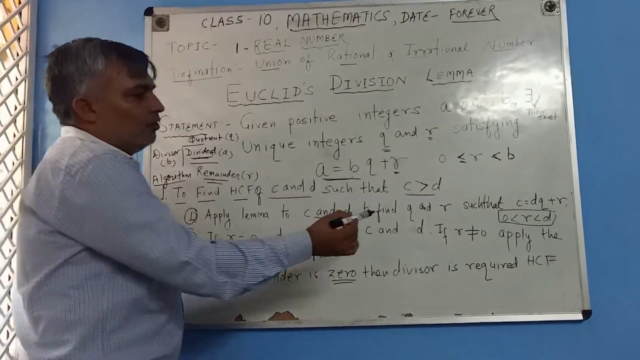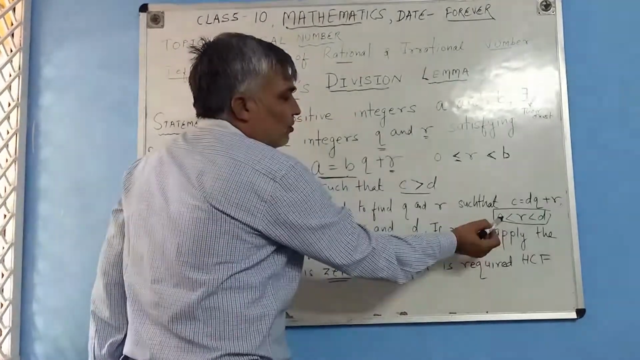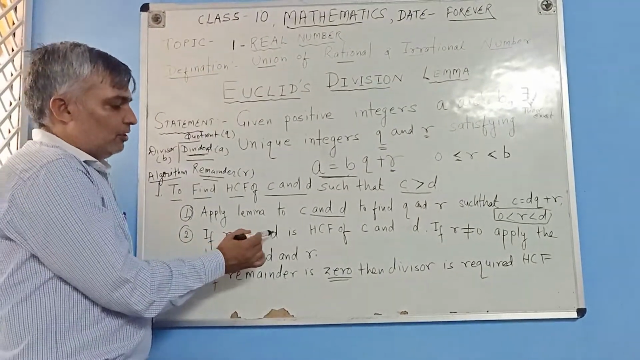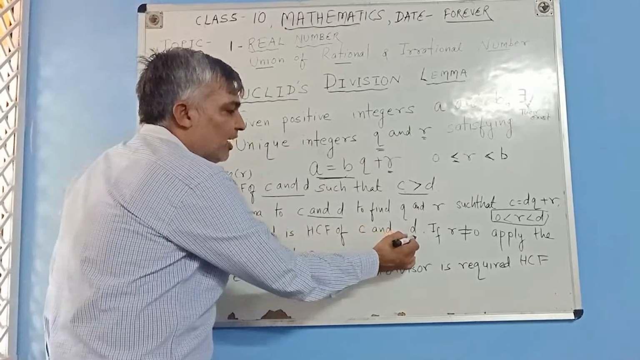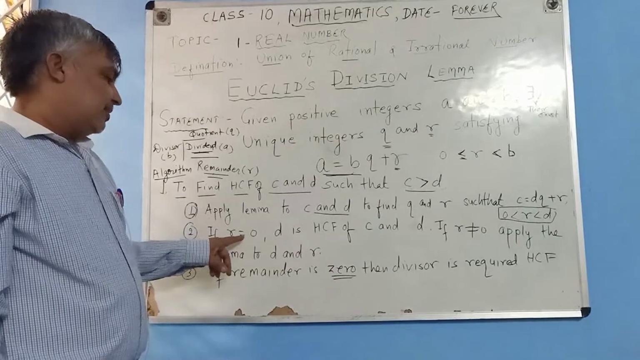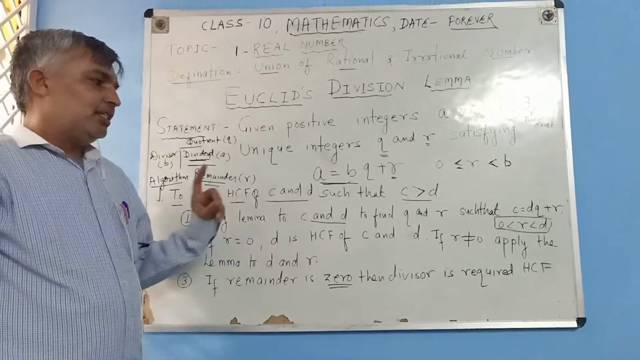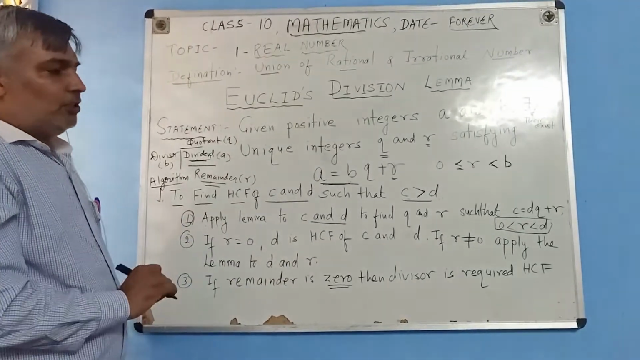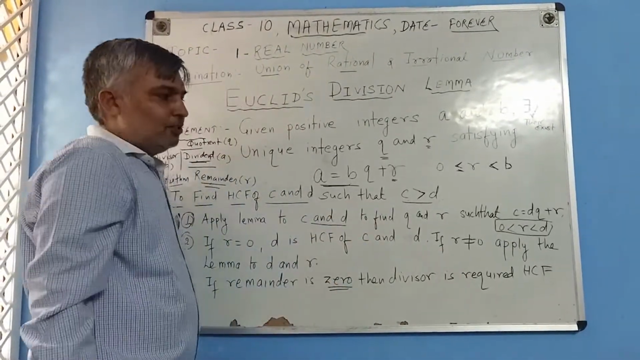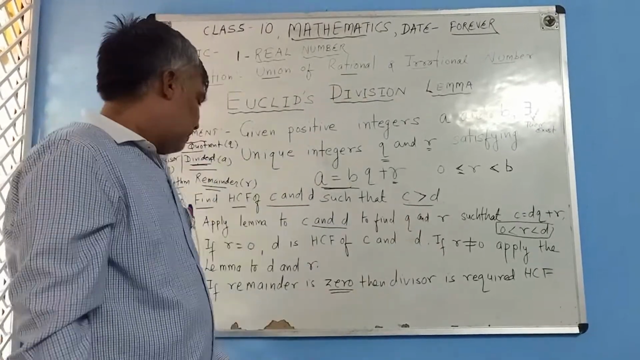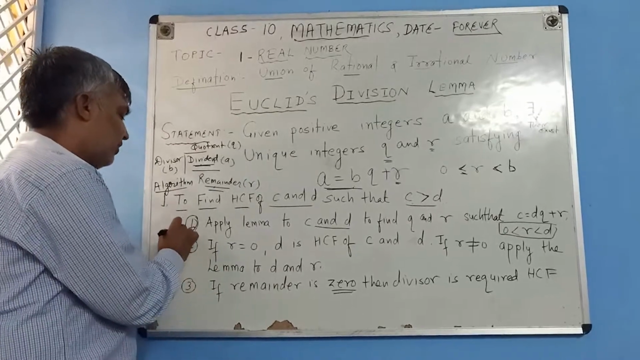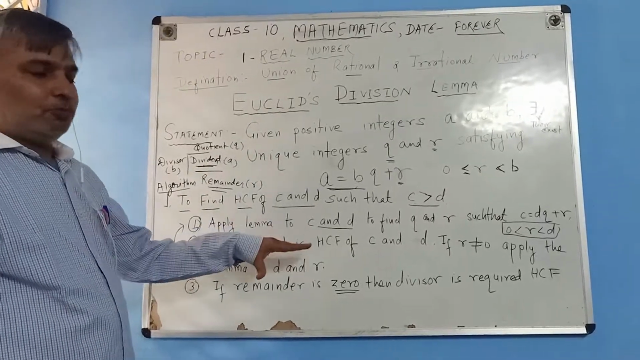Now we have written r is greater than or equal to 0. If r is 0, then what will happen? If r equals 0, then D is the HCF of C and D, and our process is finished. What happens if r is not equal to 0? If r is not equal to 0, then we shall apply the lemma to D and r. It means we again go to the first step.